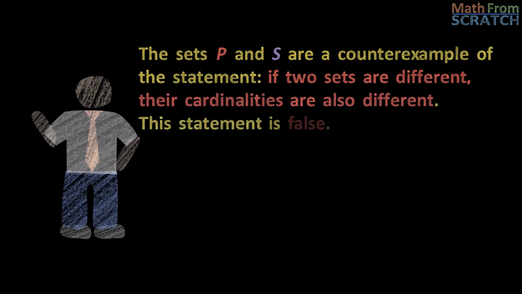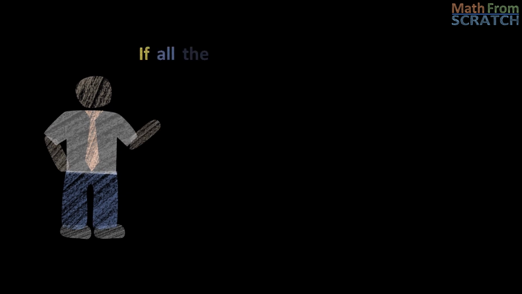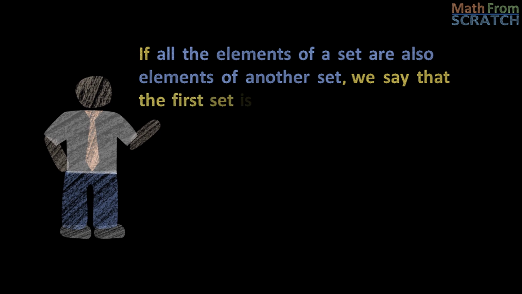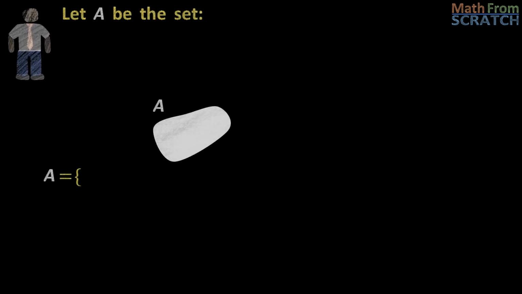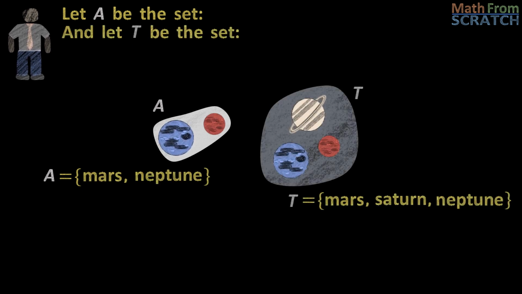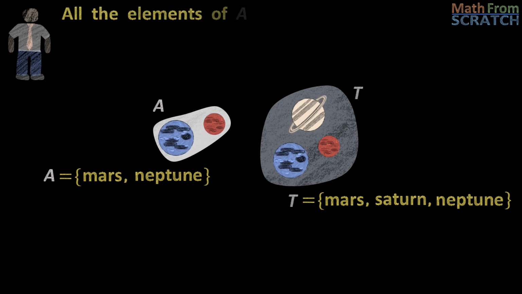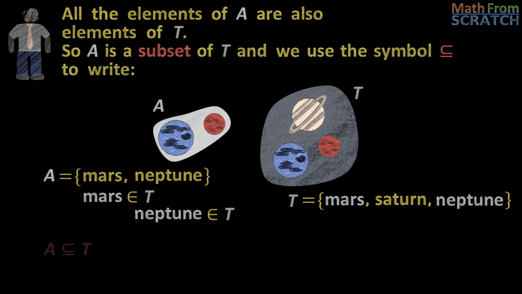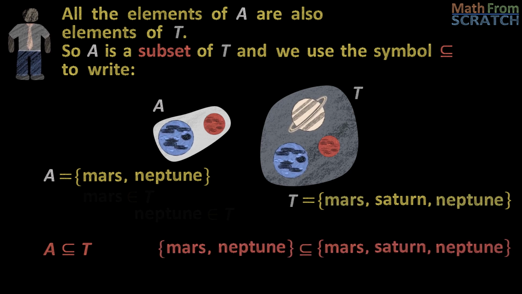This statement is false. If all the elements of a set are also elements of another set, we say that the first set is a subset of the second one. Let A be the set {Mars, Neptune}, and let T be the set {Mars, Saturn, Neptune}. All the elements of A are also elements of T. So A is a subset of T, and we use the symbol ⊆ to write A ⊆ T, or the set {Mars, Neptune} is a subset of the set {Mars, Saturn, Neptune}.